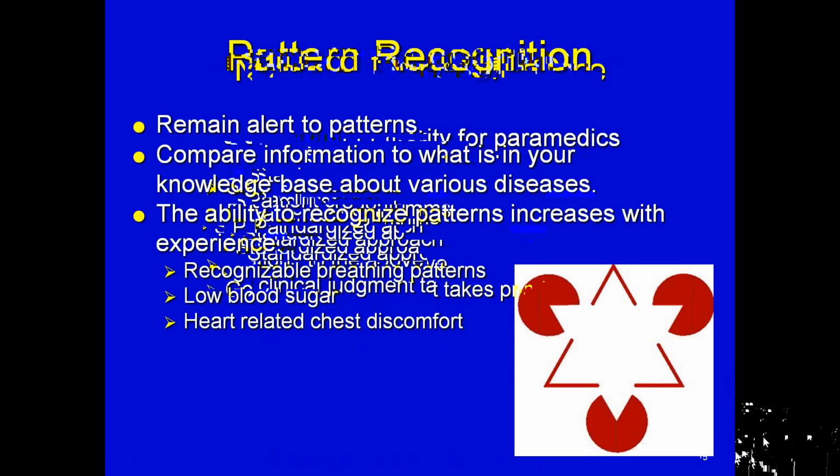When you look at a patient and you see Kussmaul's breathing, and you know that Kussmaul's is associated with diabetic ketoacidosis, or you look at a patient who's pale and sweaty and they tell you it came on suddenly and their pulse is bounding and rapid, you know that that's what low blood sugar looks like. Or if somebody has crushing substernal chest pain that radiates to their neck and jaw and down their left arm, that's heart-related chest discomfort. And you're able to identify that because you can see the patterns of the disease processes that the patient is presenting.